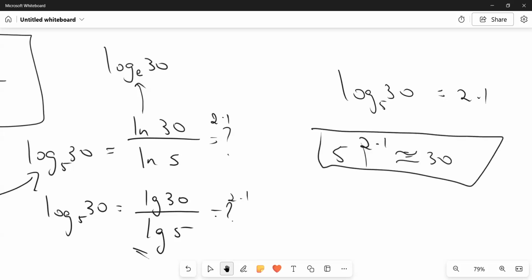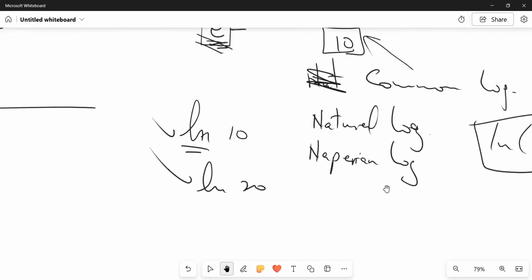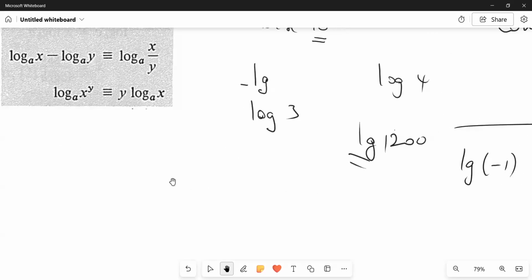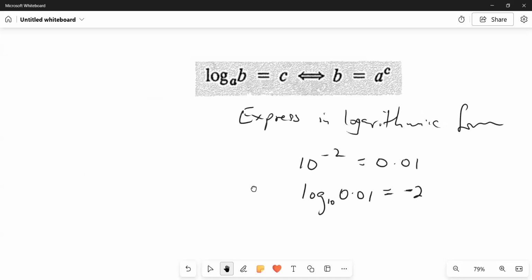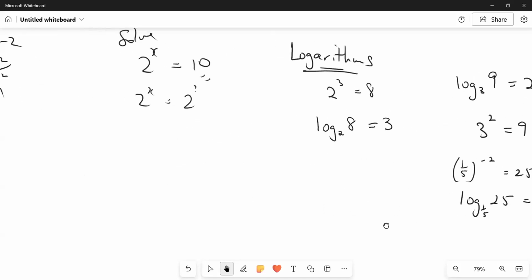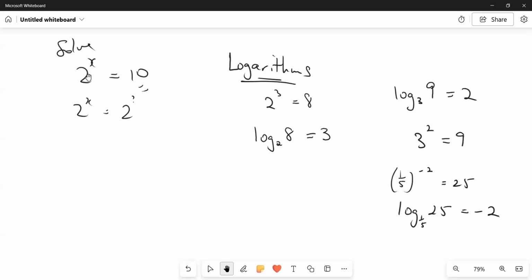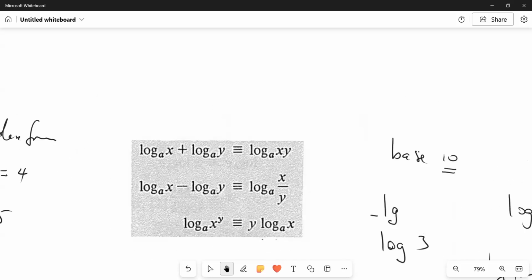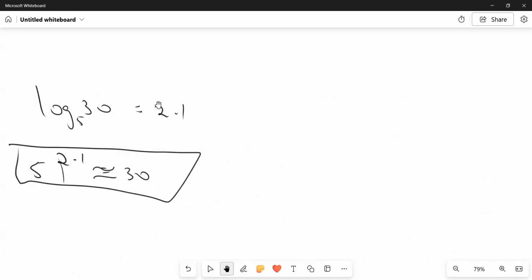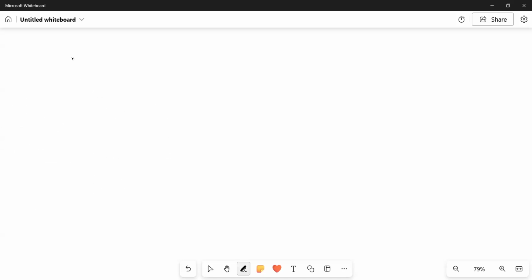Good. So that brings us to, remember we had some questions earlier? Let's see if I can go back. Okay, look at this one: 2 to the x equal 10. So we have to solve an equation of that sort, right? We have to solve 2 to the x equal 10.